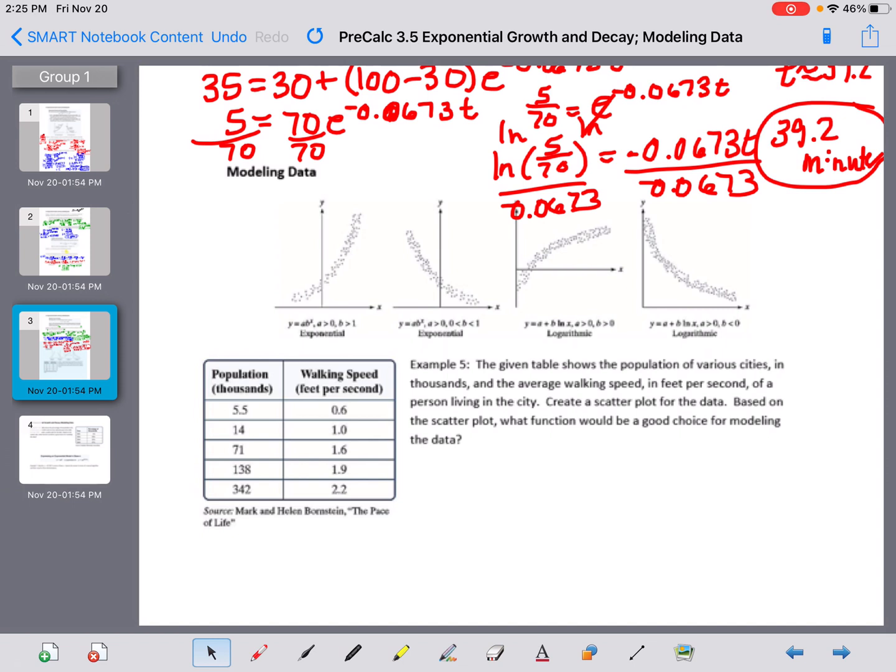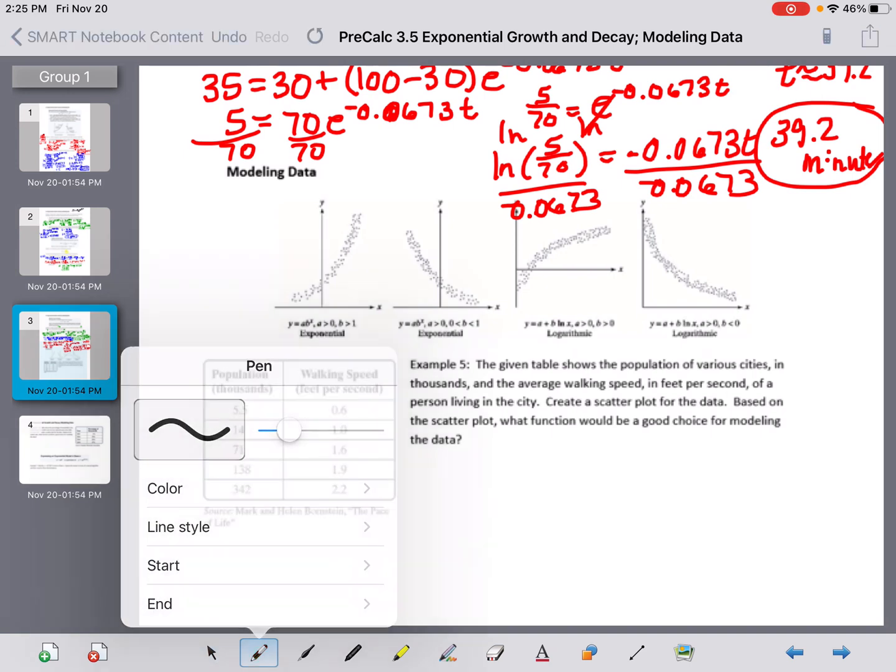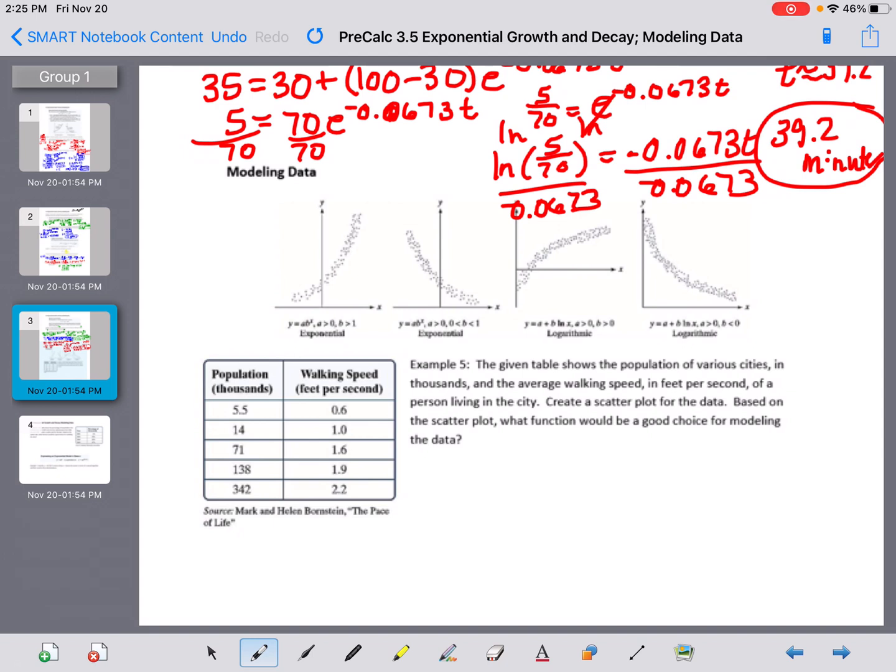Okay, so let's look at this example. Number 5 says the given table shows the population of various cities in thousands, and then the average walking speed in feet per second of a person living in that city. Create a scatter plot for the data, and based on the scatter plot, what function would be a good choice for modeling the data? Now, number one, we are not writing a function. We're simply saying, is it represented as an exponential or as a logarithmic? That's all we're trying to say, okay? So don't freak out here. And yes, apparently there's a difference in how many people live in the city and how fast you walk, I guess, is what this study is claiming anyways. Okay.